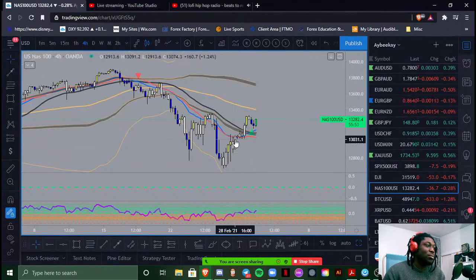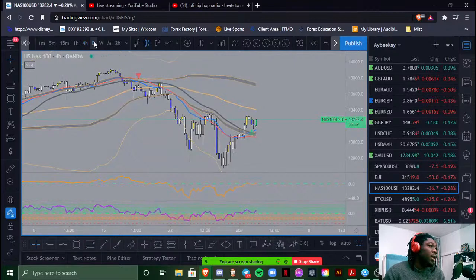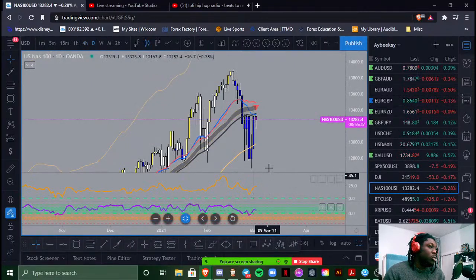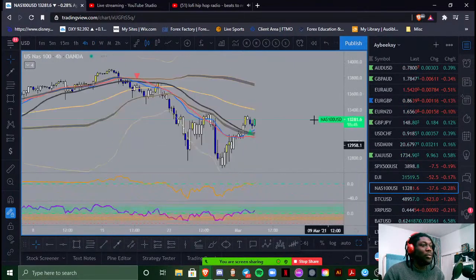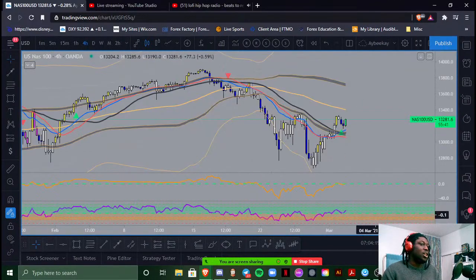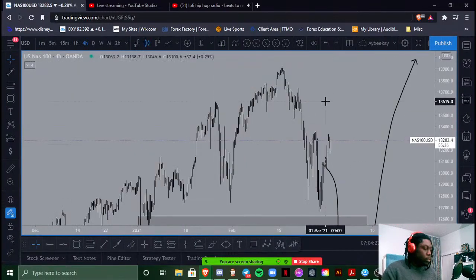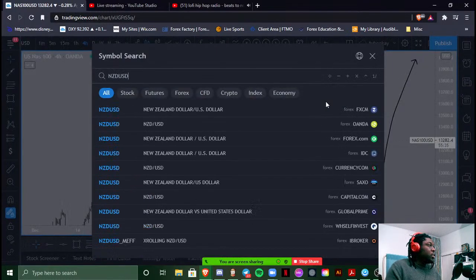I kind of like this more than the buy, personally speaking, especially with how they're pointing up, and with this it's still pointing to the upside. Yeah, I'm definitely still looking for buys on the Nasdaq. And you said NZD/USD? Absolutely. Not a pair I really trade, but let's see what's up.